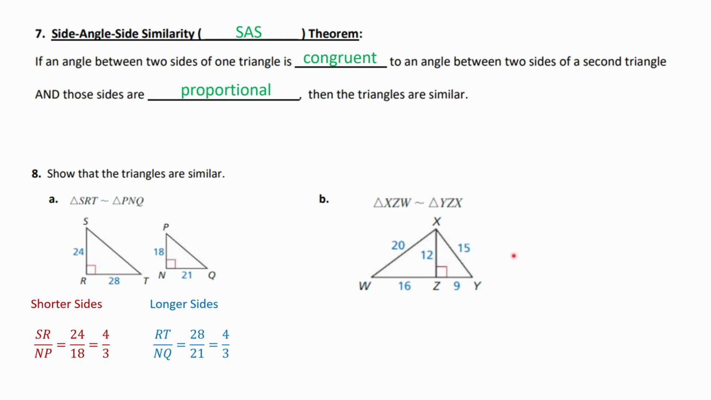For part B, it's a little bit trickier. So I want you to take a moment and try this one on your own and see if you can set up the right proportions to show that these two triangles are in fact similar. And I will reveal my solution here in a moment.